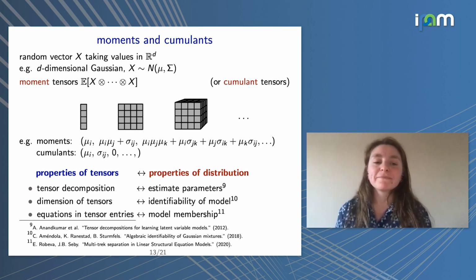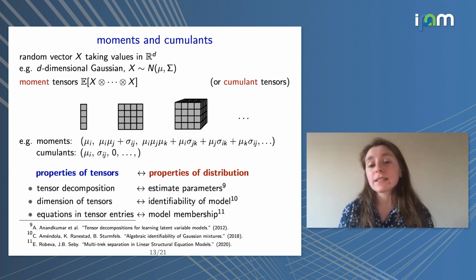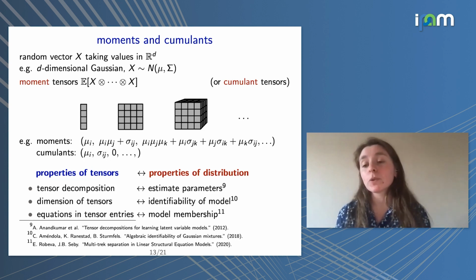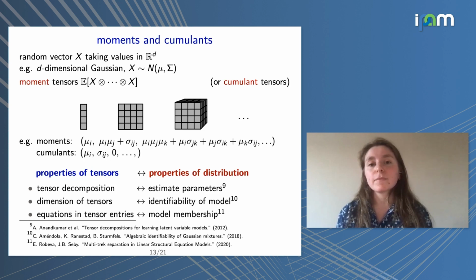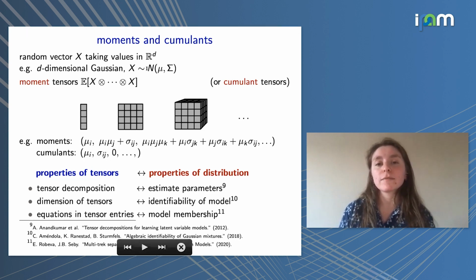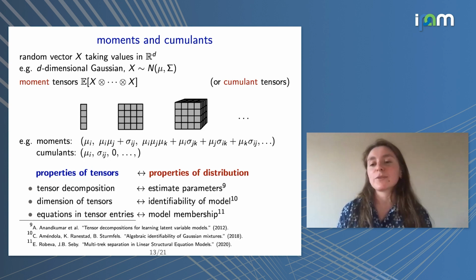Or we can look at certain equations in the entries of our tensor. And this tells us something about model membership. So as we saw in the finite case with testing non-negative rank, this can also be done in this setting where our random variable takes values in some other space like R^d. So this was looked at in a recent paper of Rabeb and Sebi, and also in other works as well. This isn't intended to be a complete list at all, just a sampling of results.